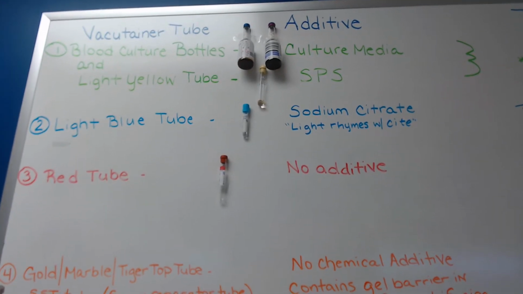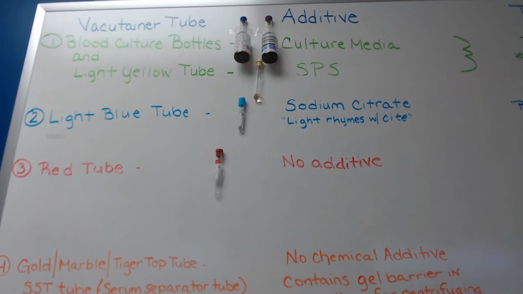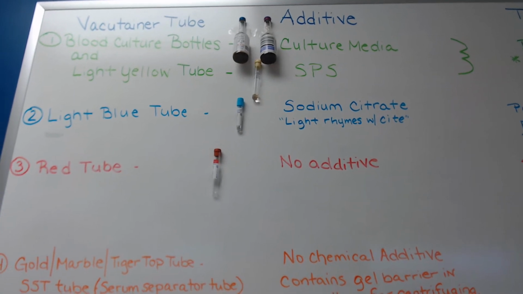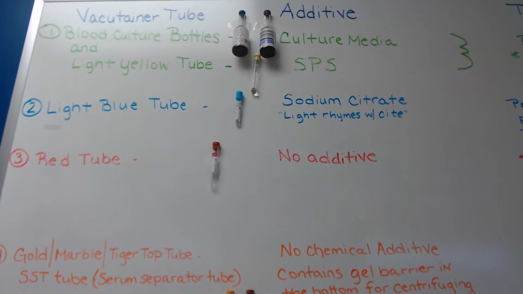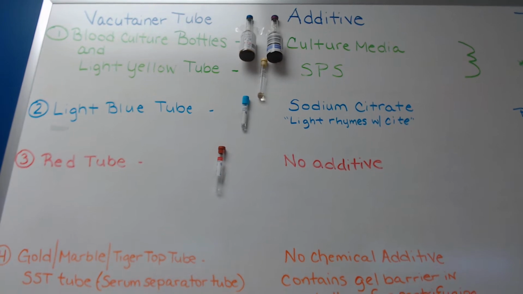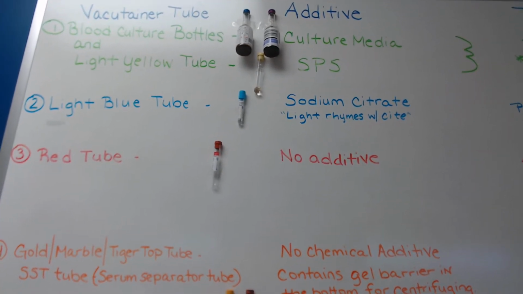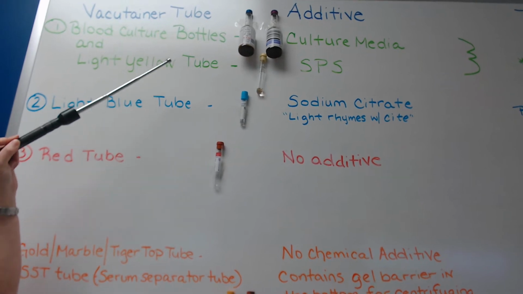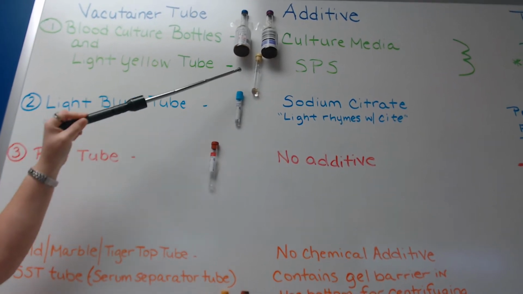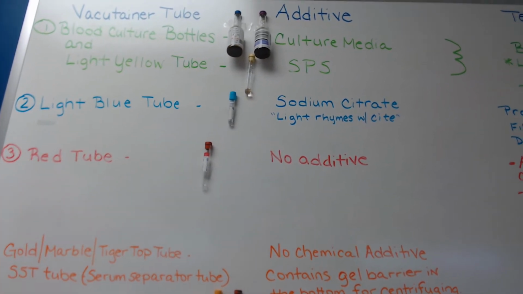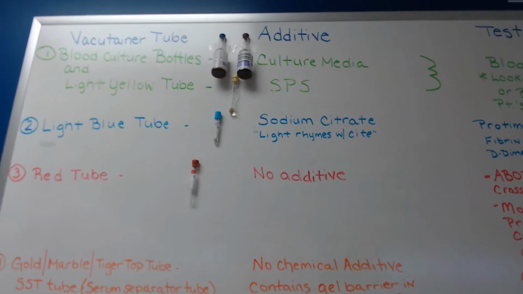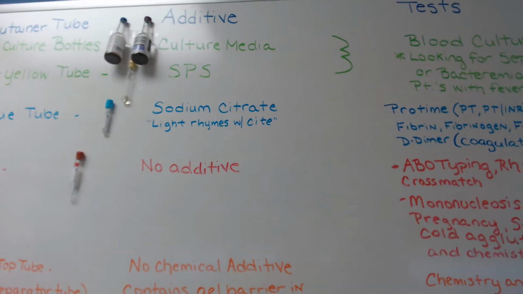Today we are going to go over the order of draw for the Vacutainer tubes when you're going to perform a venipuncture on a patient. The first tube in the order of draw is going to be either your blood culture bottles or the light yellow Vacutainer tube here.